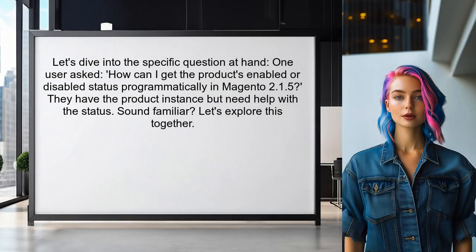Let's dive into the specific question at hand. One user asked, how can I get the product's enabled or disabled status programmatically in Magento 2.1.5? They already have the product instance, but they need help with the status. Sound familiar? Let's explore this together.